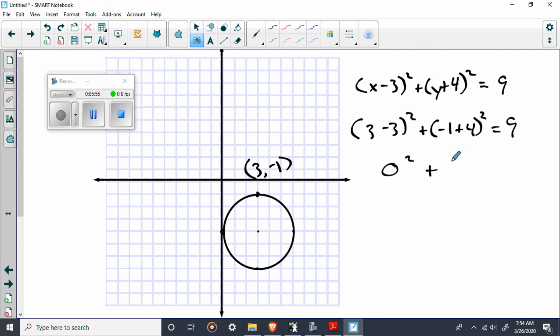-1 plus 4 is going to be 3. And yeah, last I checked, 3 squared is equal to 9. Right? 0 squared is 0, 3 squared is 9. And so yeah, this does make it true. So a quick little check, you can plug in these 4 points here. But essentially, that's all you got to do.